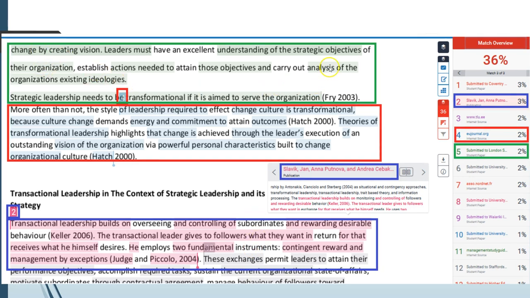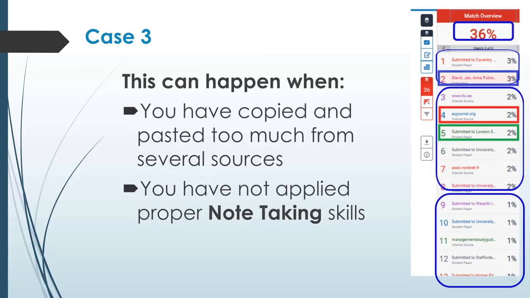Then that way you'll be able to actually put what you have learned down in your own words. And that's the same for the green bit as well. So that's for the 5. So you find several 5s in greens dotted around the article. Now, when you have instances where you have 3%, 3%, 2%, 2%, several, then that means you have actually copied and pasted too much from several sources. This is not good practice at all. This is a very poor way to write. So you have not applied proper note-taking skills.